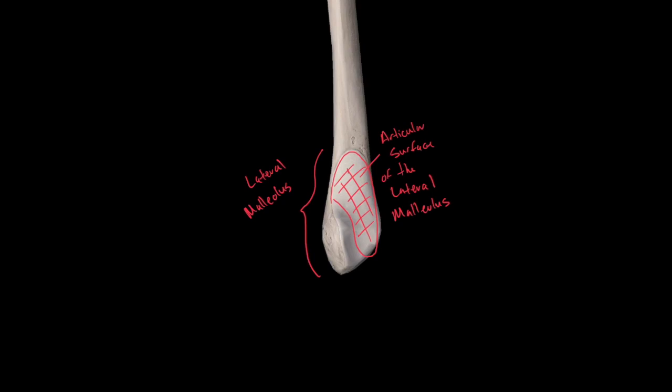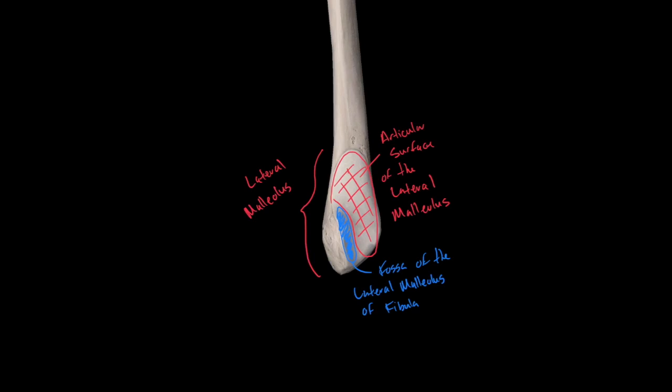There is a small depression found right next to the articular surface of the fibula, or the articular surface of the lateral malleolus of the fibula. And this depression is found right here. And it is called the fossa of the lateral malleolus of the fibula. And that's it. Those are all the landmarks found on the fibula.